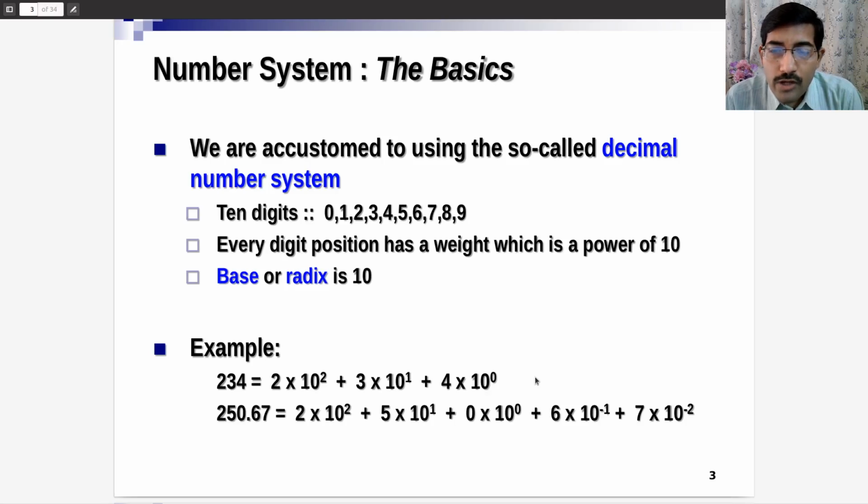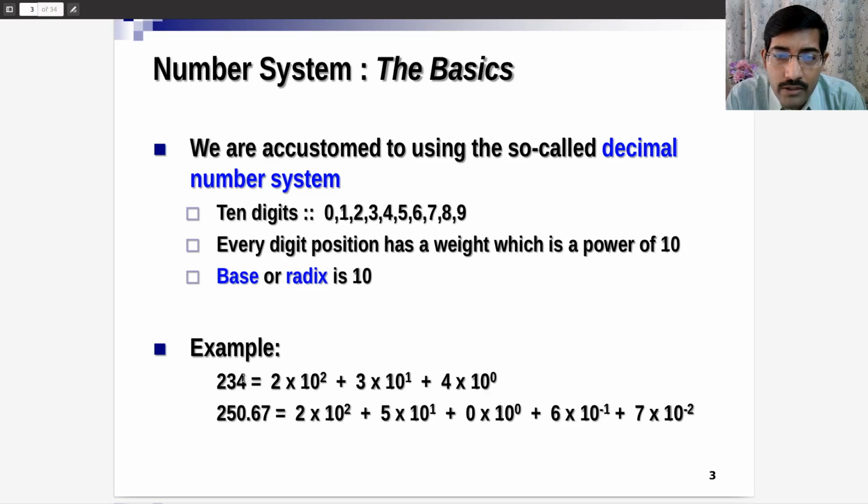So first of all, we are all conversant with decimal number systems. It has a base or radix we call 10. That's why we have 10 digits, 0 to 9. And it's a positional number system because the position of the digit is multiplied with 10 to the power of some factor depending on its position. So the digit position starts from right to left as 0, 1, 2 and so on.